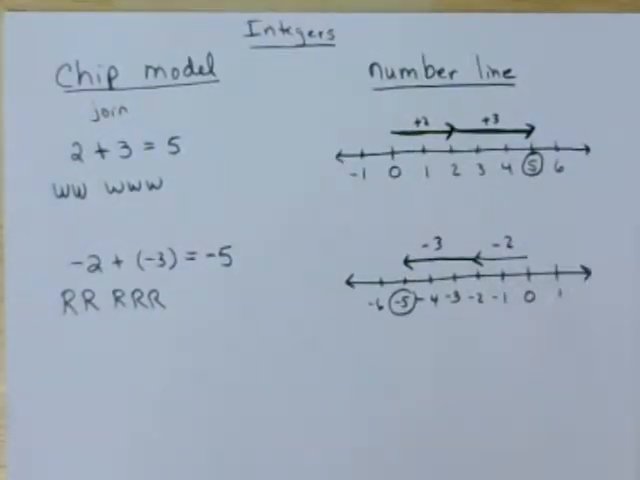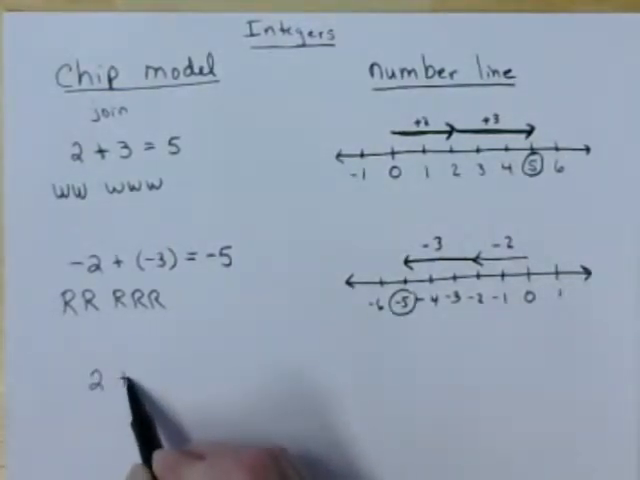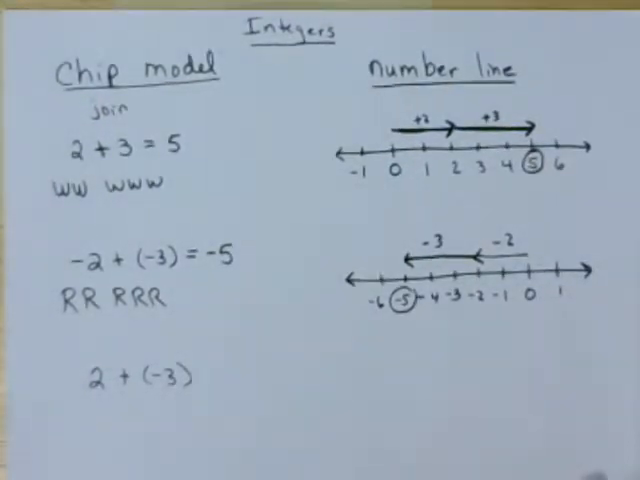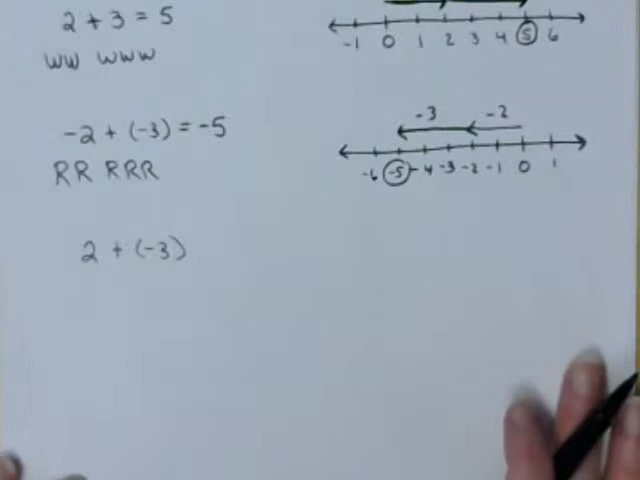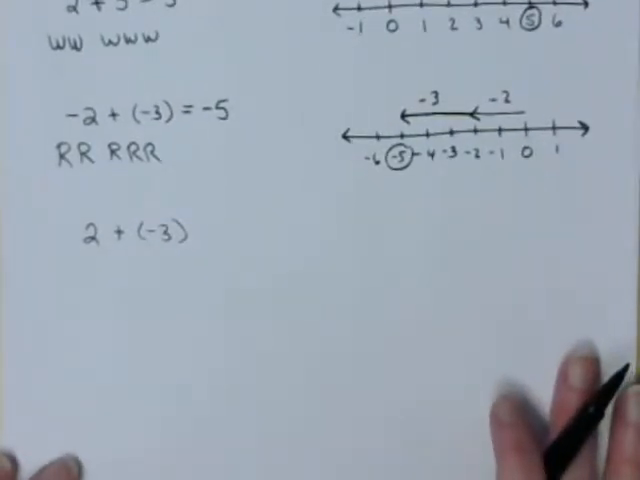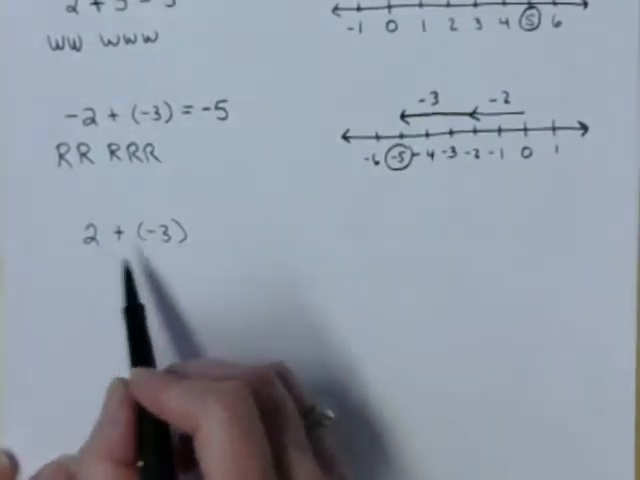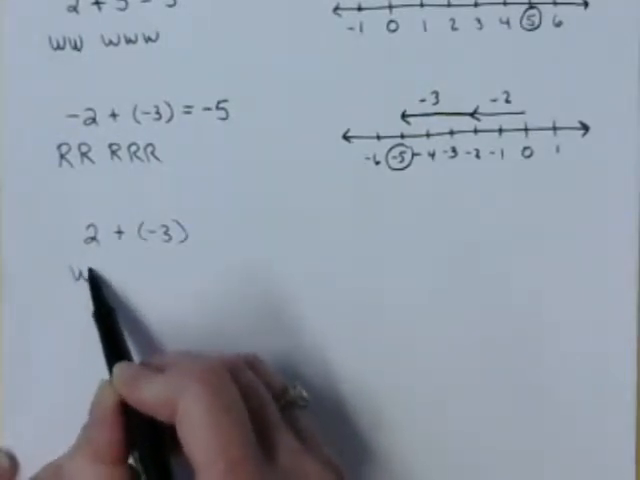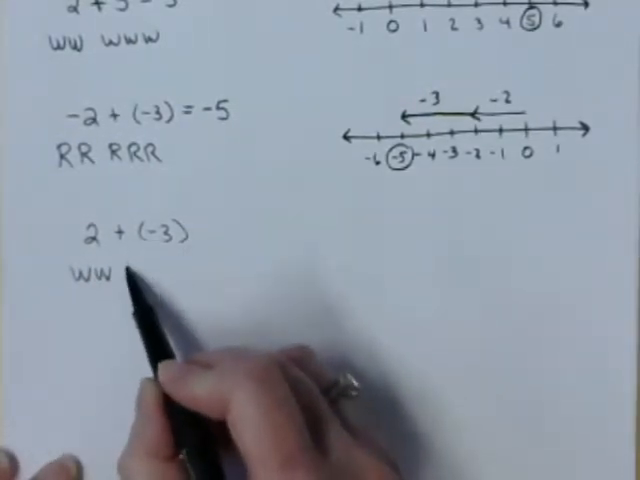So the next two cases would obviously be add-ins that have different signs. So we're going to look at the case of 2 plus a negative 3 to start with. Now again, I'm going to scoot this up since we've already looked at these two cases. We'll come back to that in a minute. And so here, this is telling us we want to join 2 white chips with 3 red chips.